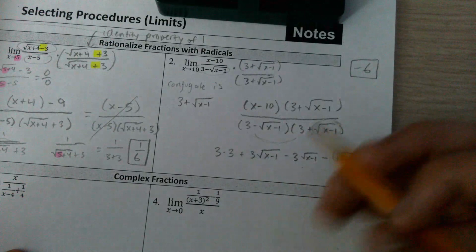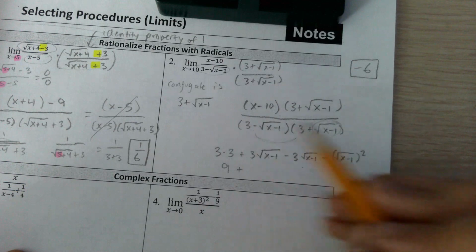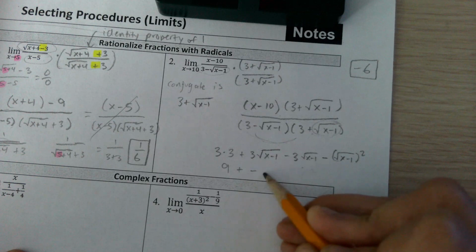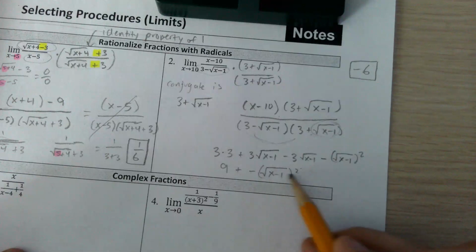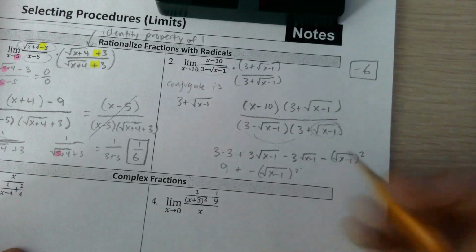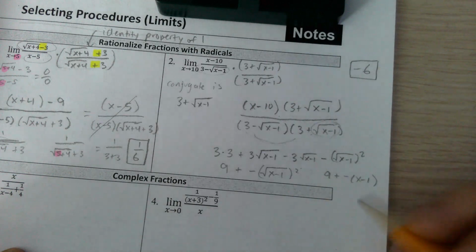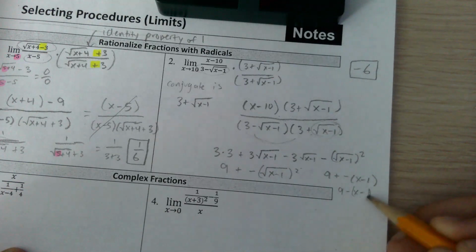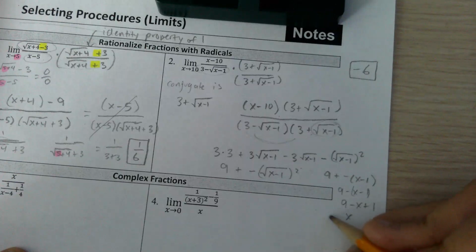So if we simplify this, we get 9 plus, and then these two are going to cancel out. So whenever you do this, the conjugate, that's the whole point. This middle term is going to cancel out. And then we're left with minus the square root of x minus 1 squared. So these two things cancel each other out, like taking the square root and squaring it. So you really just get 9 plus negative x minus 1, which is 9 minus x minus 1, which is 9 minus x plus 1, which is 10 minus x.